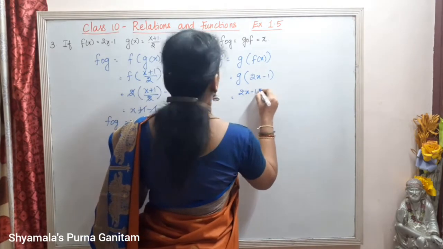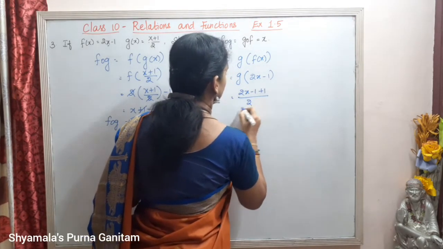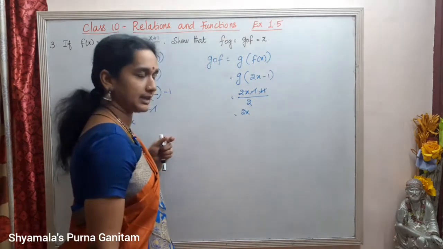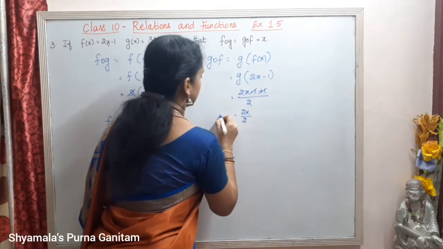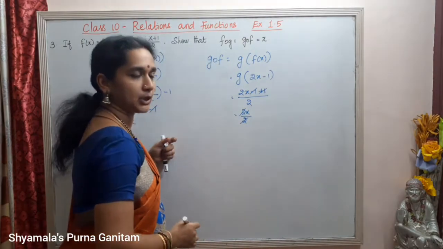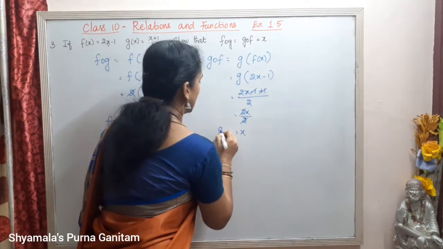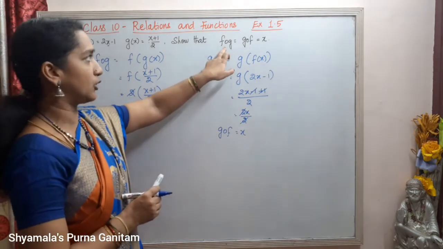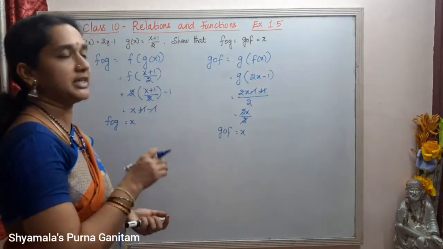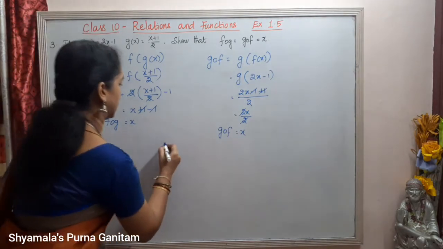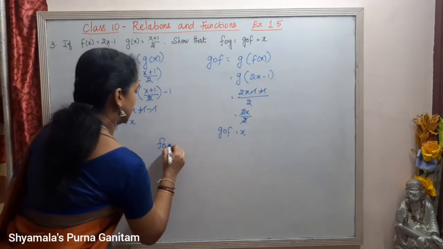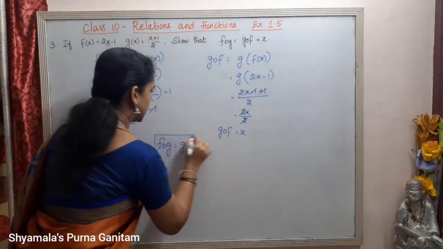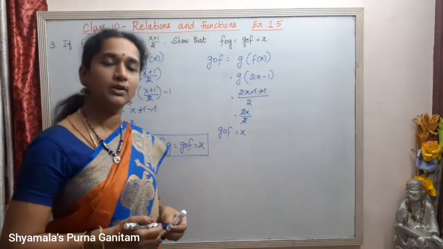So (2x minus 1 plus 1) by 2. When we simplify this, the minus 1 and plus 1 will get cancelled, we get 2x by 2. If we cancel this 2 and 2, we will get g of f value as x. So this is the thing we are asked to find out. We are asked to show that f of g is equal to g of f is equal to x. So we have shown that f of g is equal to g of f is equal to x. So this is the thing we are asked to prove.